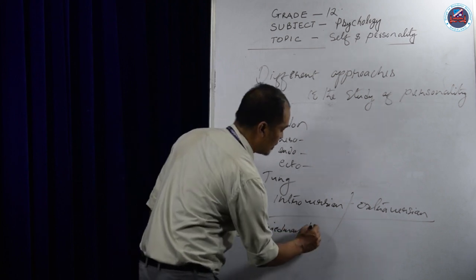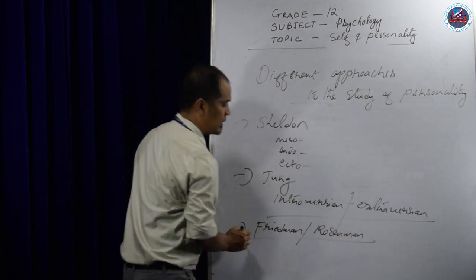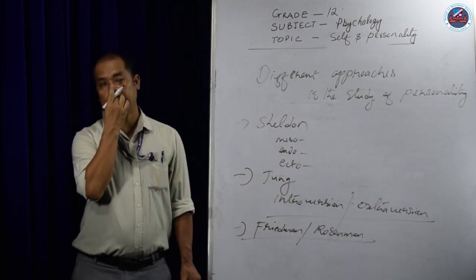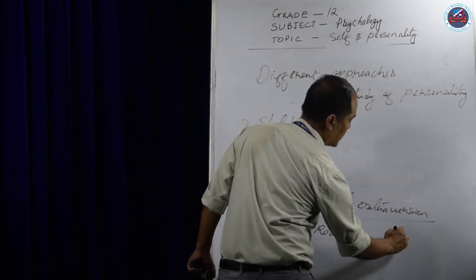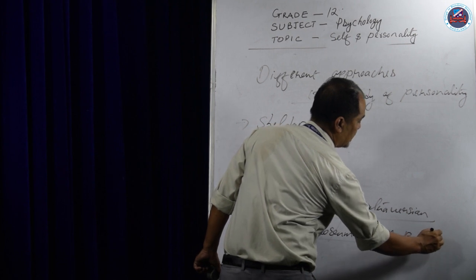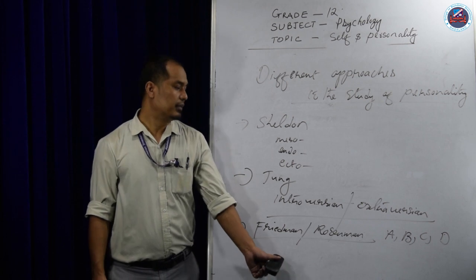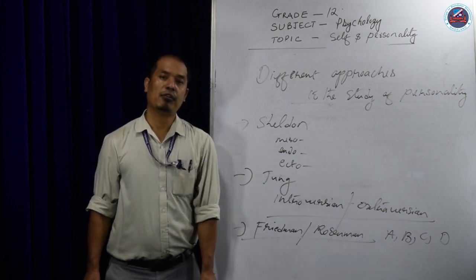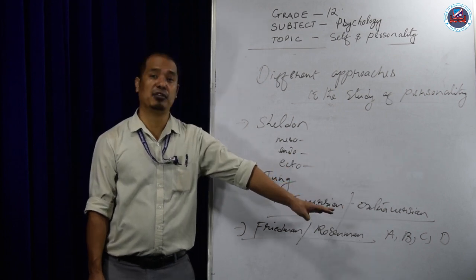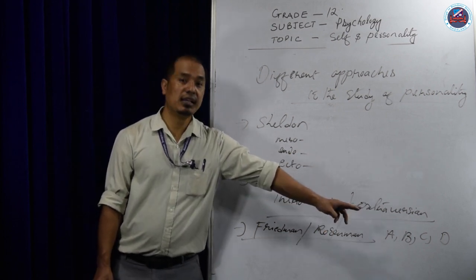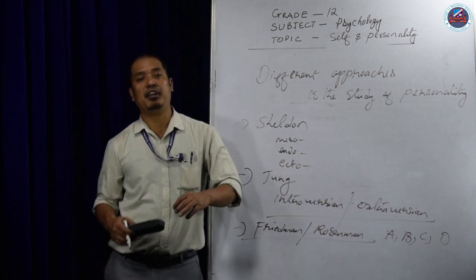Now another person that falls under the type approach is called Friedman, and his colleague called Rosenman. Now according to them, there are four types of personality, called A, B, C, and D. They have categorized personality based on these four things: A, B, C, and D.